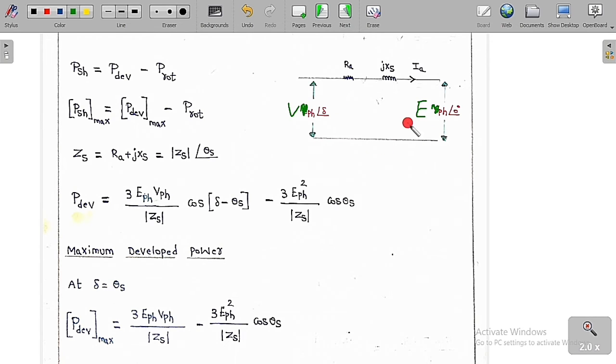Then what is the electrical power developed? We can say mechanical power developed is nothing but this vector into this vector. I have already told you the complex power is nothing but root 3 into EL into IA conjugate. If you do that, finally you are going to get an equation: power developed is equal to 3 into E phase into V phase by mod of ZS cos of delta minus theta s minus 3 of E phase whole square by mod of ZS cos of theta s.